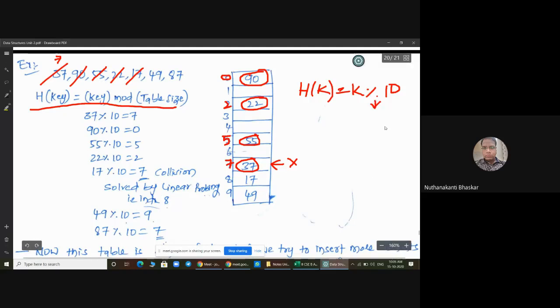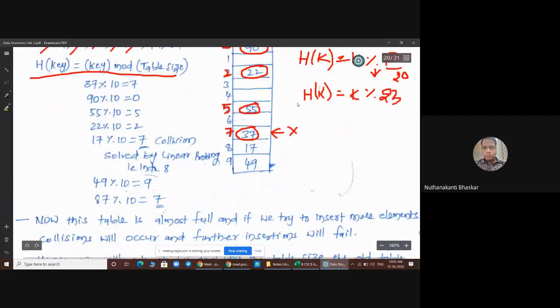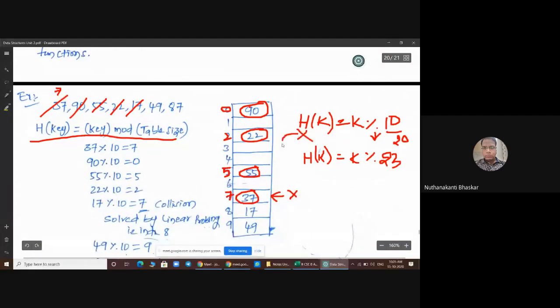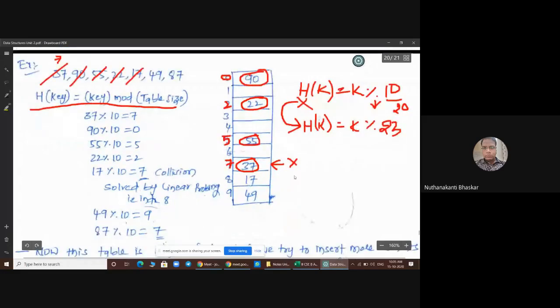Double the size of the table. Here, 20. Here again, that must be a prime number. Then what should we take? 23. Here the hash function is k modulus 23. Understand? Once the collision has occurred, use this hash function. Again, you have to insert all these values using this.